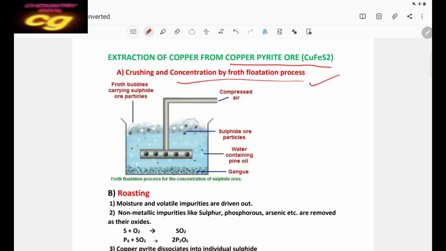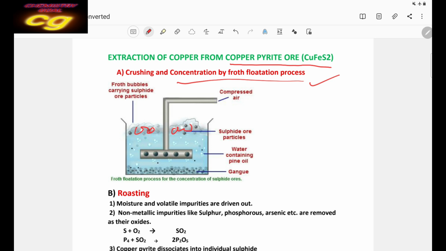In this process, as we discussed in the last video, the mixture of oil, water and sulfide ore is taken in a tank where air is blown. During the mixing, when air is blown, then during continuous stirring, a foam is formed, that is called froth. That froth floats on the surface of the water.